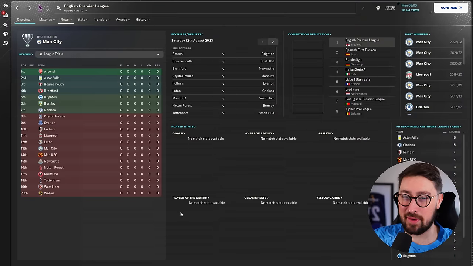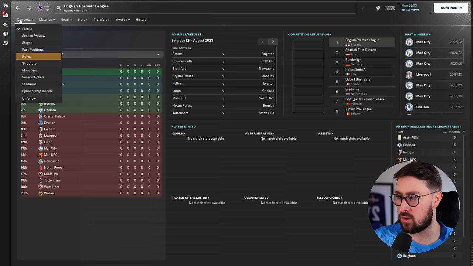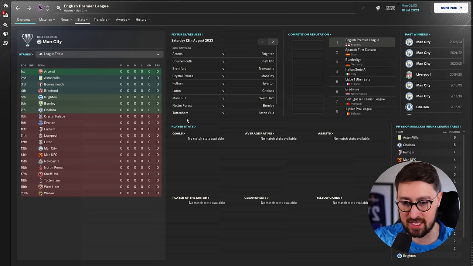Okay, so as we jump into the save file or into the database, we have a save going on here where this is the very beginning. It's the 10th of July, 2023, and I've started in the Premier League. Can I look at England as a whole? Because it is set up in England.